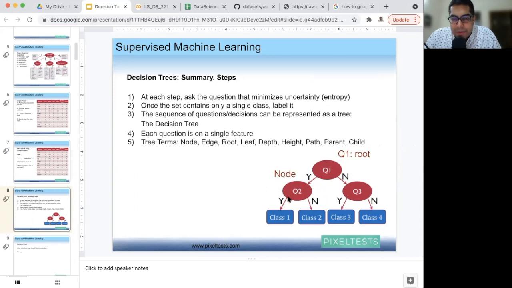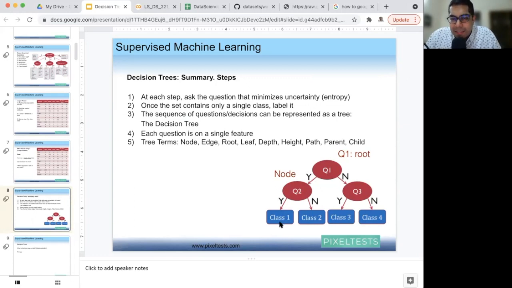These are all leaves. Class 1, class 2, class 3, class 4 are all the leaves. Depth: Q1 to Q2 is called depth equals 1. Q1 to class 1 will be depth equals 2. And height is also a corollary coming from that. So what is the height of the entire tree? Q1 to class 1 is the entire height.